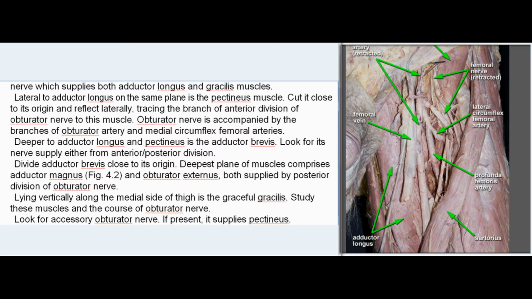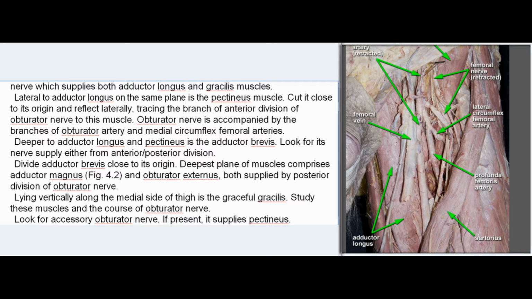Obturator nerve is accompanied by the branches of obturator artery and medial circumflex femoral arteries. Deeper to adductor longus and pectineus is the adductor brevis. Look for its nerve supply either from anterior or posterior division. Divide adductor brevis close to its origin. Deepest plane of muscles comprises adductor magnus and obturator externus, both supplied by posterior division of obturator nerve.